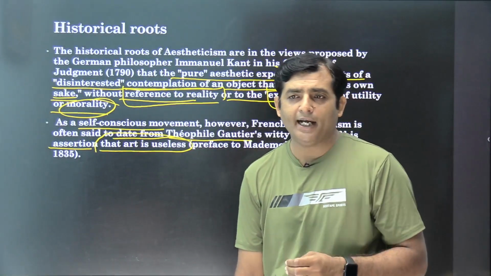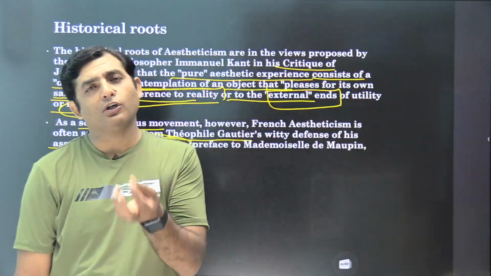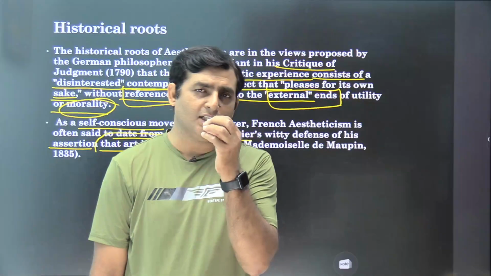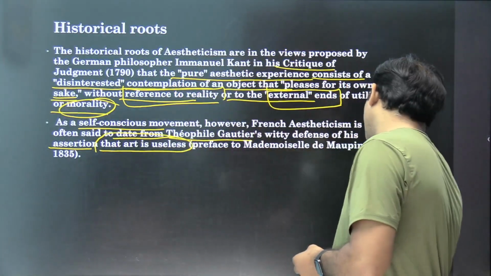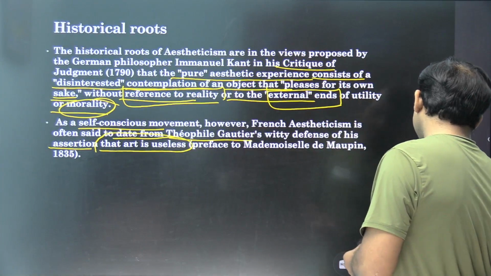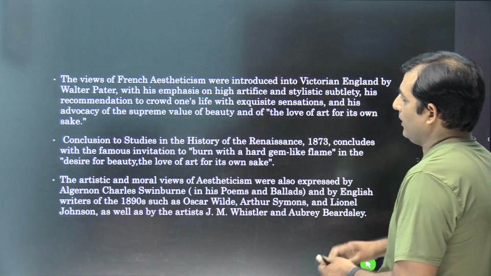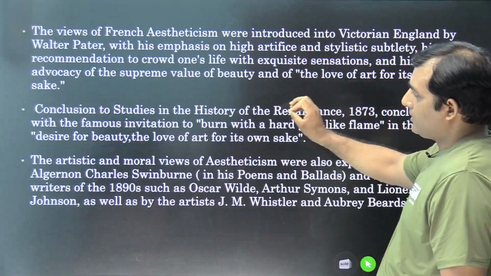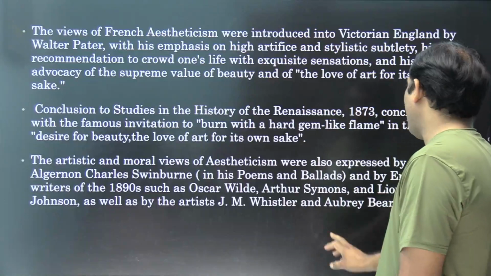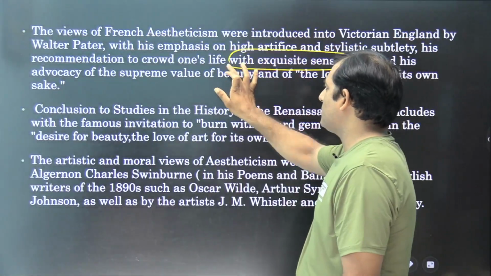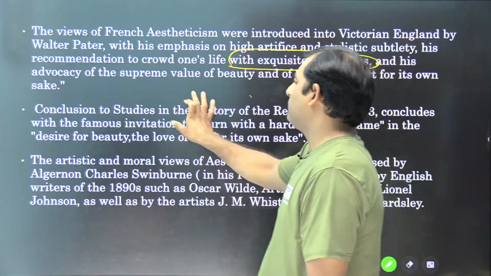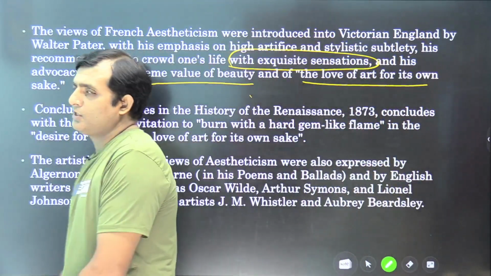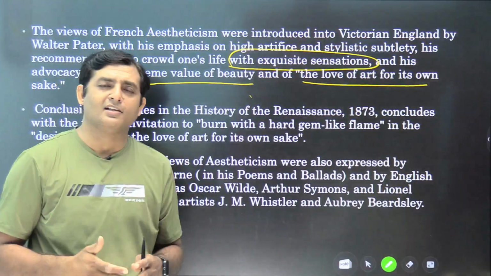Judgment was published, right? The views of French aestheticism were introduced into Victorian England by Walter Pater. Walter Pater was one of the aesthetic philosophers, right? One of the theorists जो है Walter Pater थे, and he brought French aestheticism to England, right, with his emphasis on high artifice and stylistic subtlety. His recommendation was to crowd one's life with exquisite sensations. Exquisite sensations are required, and his advocacy of the supreme value of beauty and the love of art for its own sake, just love art for its own sake, thinking that it is art, nothing else.